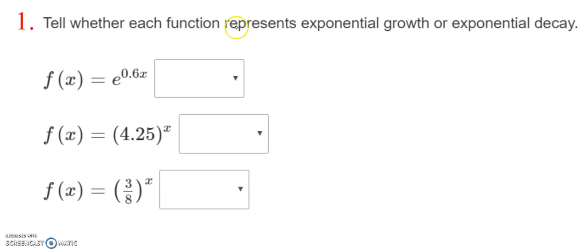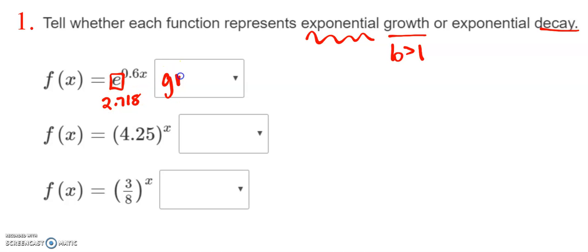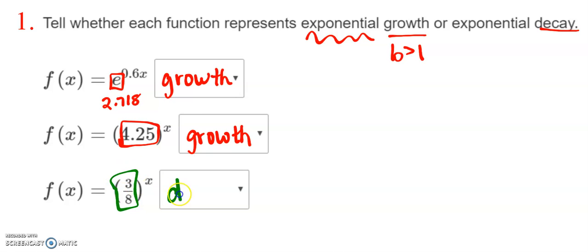So to start, tell whether each function represents exponential growth or exponential decay. Well, all three of these, if you look at them, have a variable up in the exponent, so we know that they are all exponential. Growth, remember, means that your base is greater than 1. So here our base is e, which is 2.718, so that is definitely greater than 1. Here our base is 4.25, which is bigger than 1. And here our base is 3/8, which is less than 1, so that's going to be decay. All right, so we should have growth, growth, and decay.